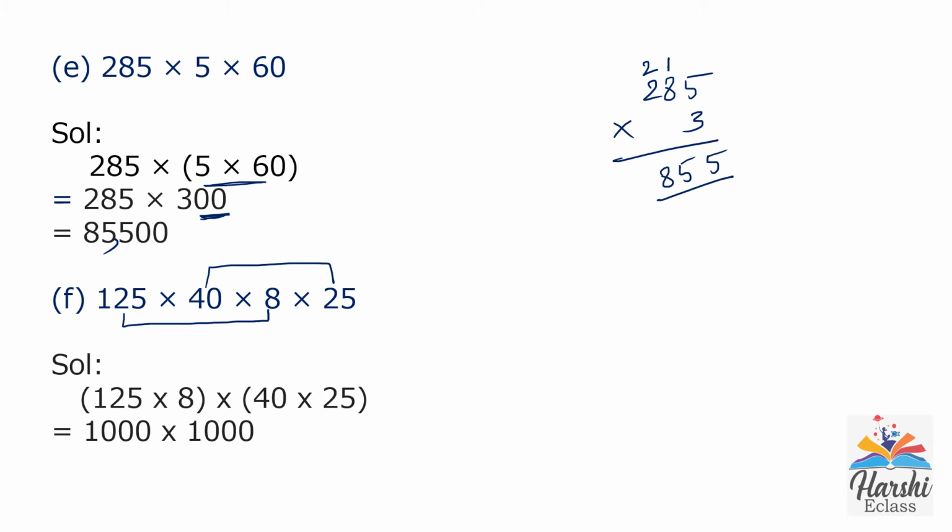1000 multiplied by 1000 is equals to, how many zeros are there in 1000? 3. Here also 3. So write 1 and then put 6 zeros. How to read this number? 10 lakh. It is 10 lakhs.